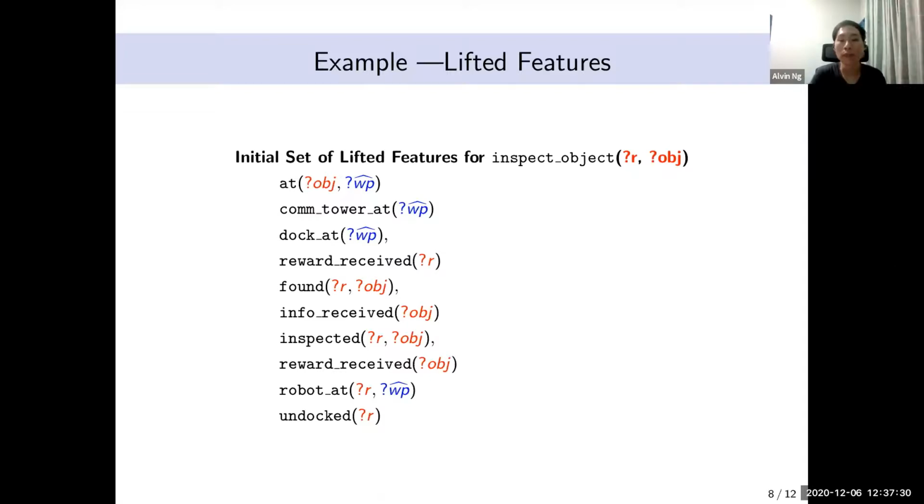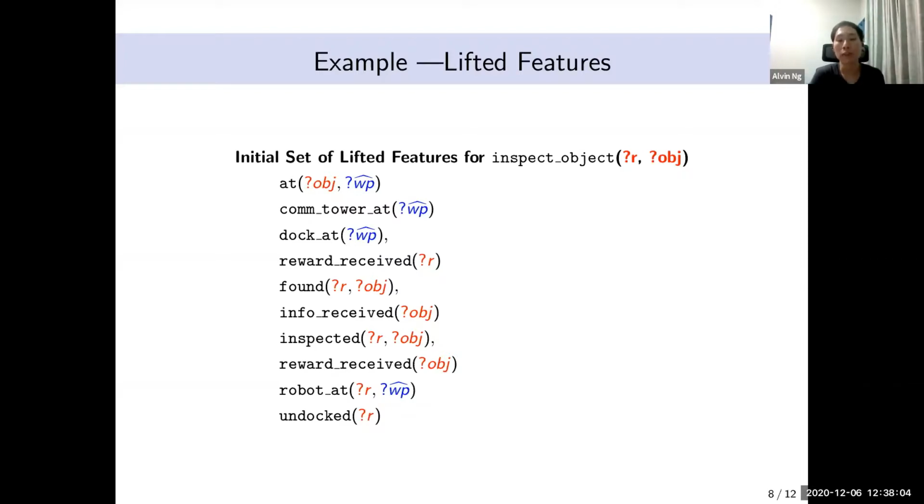So we have a particular action called inspect object, and it has these parameters that are in red. These variables in red can be grounded depending on which grounded instantiation of inspect object we are looking at. For example, if we are looking at R1 and object 1, then we can just replace the variables accordingly. However, you can see that in this set of lifted features, there are still some variables in blue, which are not part of the parameters of inspect object.